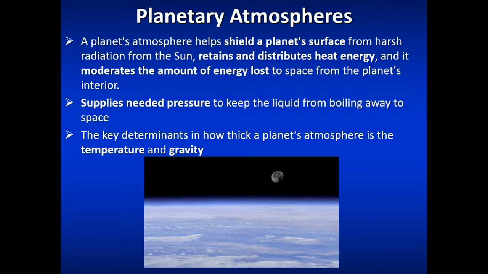Atmospheres also retain and distribute heat through wind and circulation, and they moderate the amount of energy lost to space because a lot of the molecules absorb that heat energy.